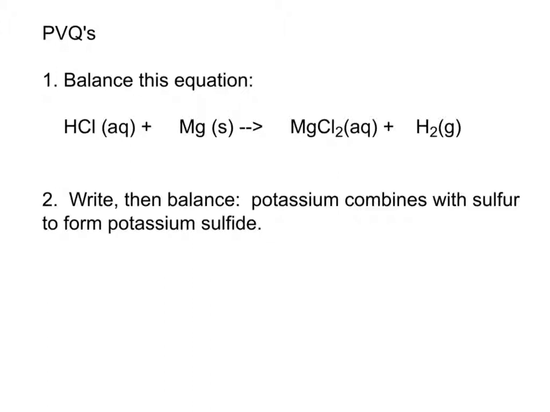Then for the second one, I've given you a sentence only, so you're going to have to write the formulas and generate the entire equation and then balance it. And the sentence is, potassium combines with sulfur to form potassium sulfide. Give those both a try, and we can discuss how you made out tomorrow in class.